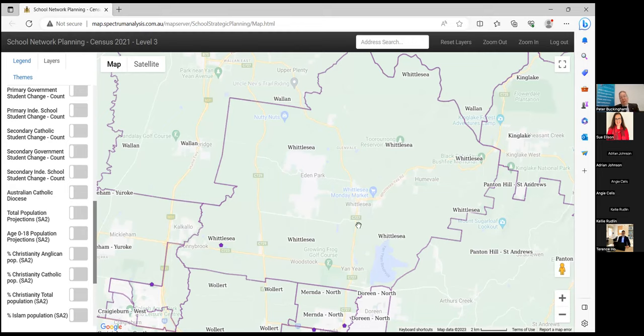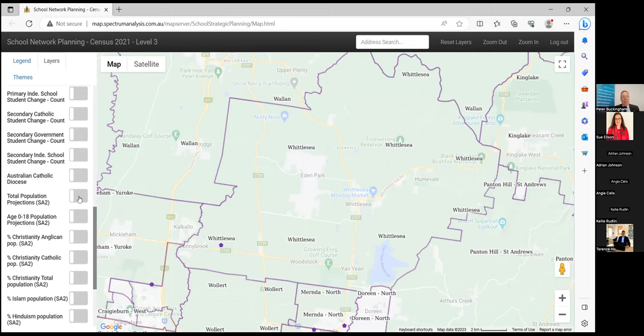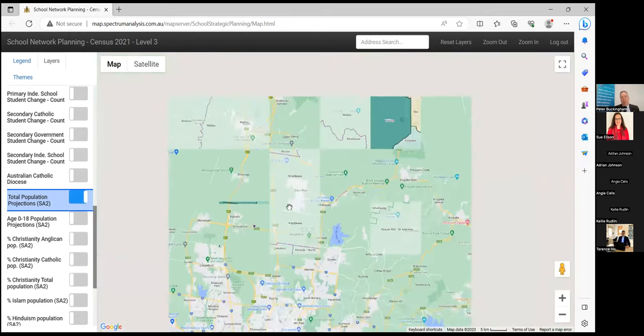So even though many state governments put out their own predictions, and I'm not critical of that, I'll always just say there can be a bit of political sway that goes into that, to look a bit better, look a bit worse, whatever they're trying to do. My view is we go back to the ABS data. So let me just bring up, firstly, we have total population projections.